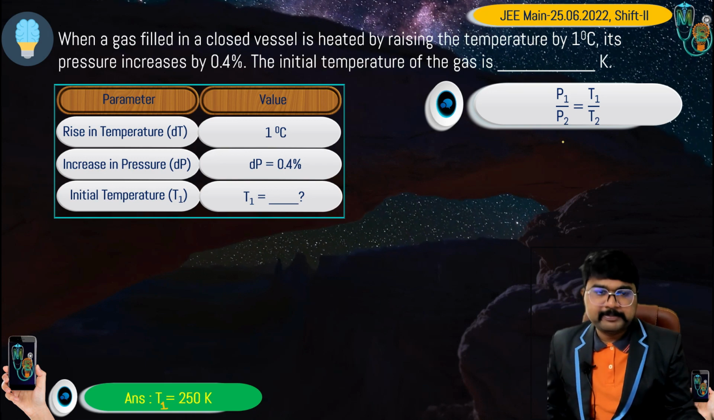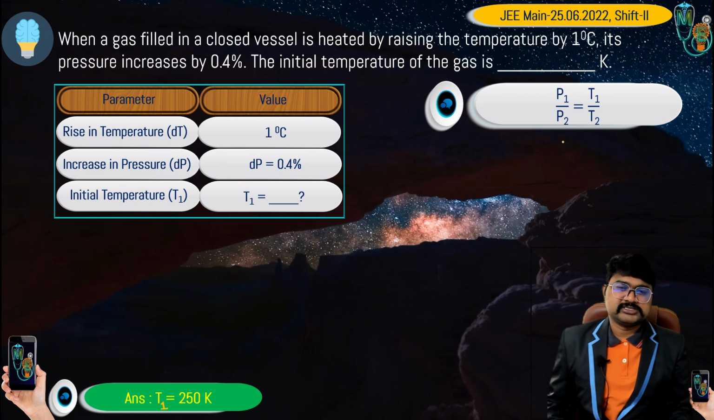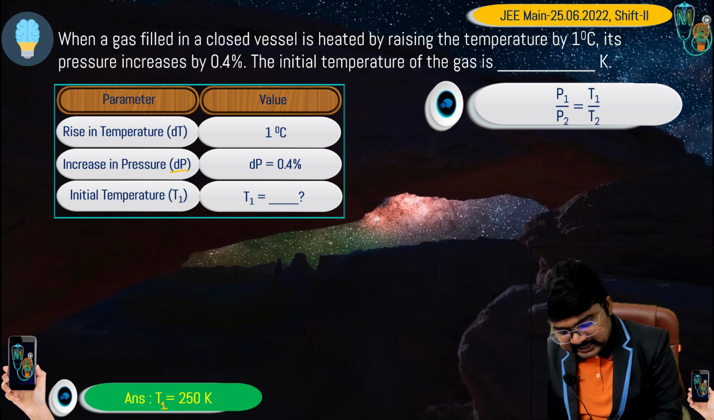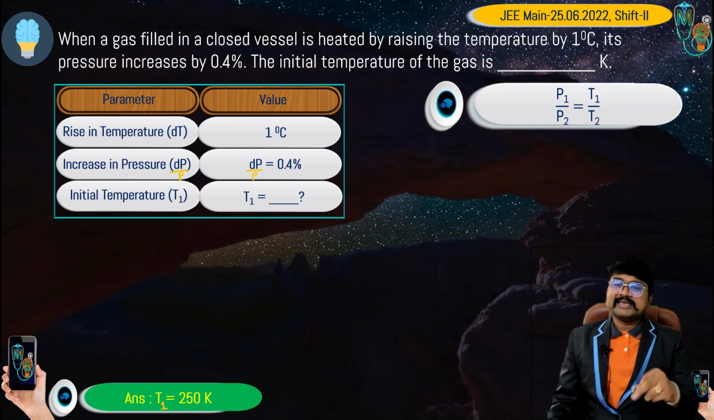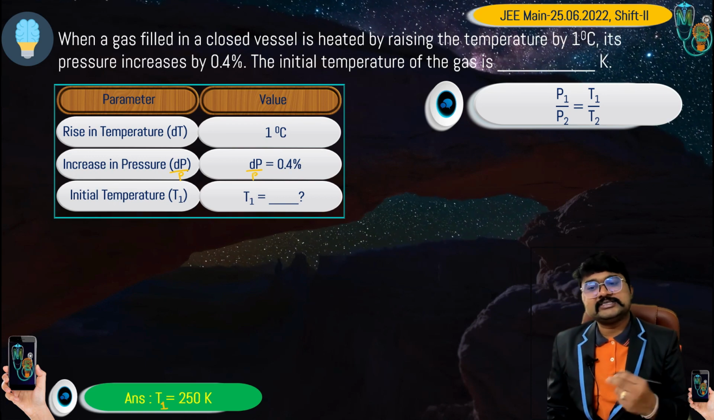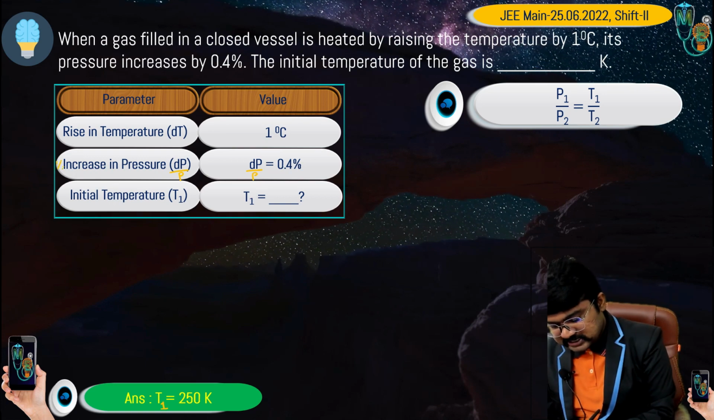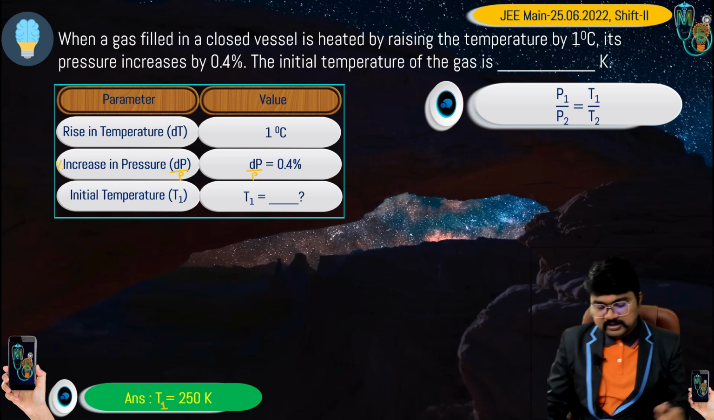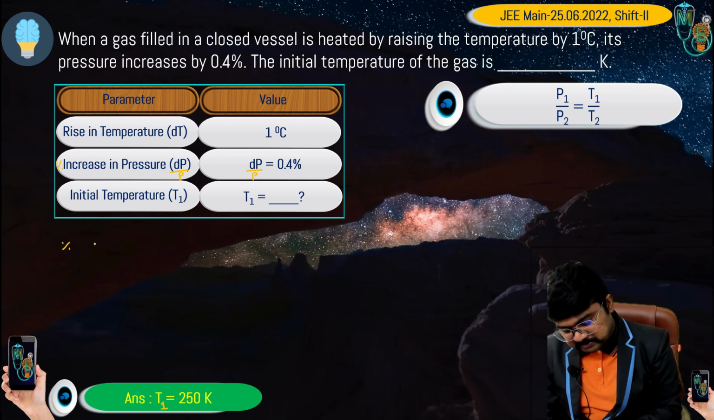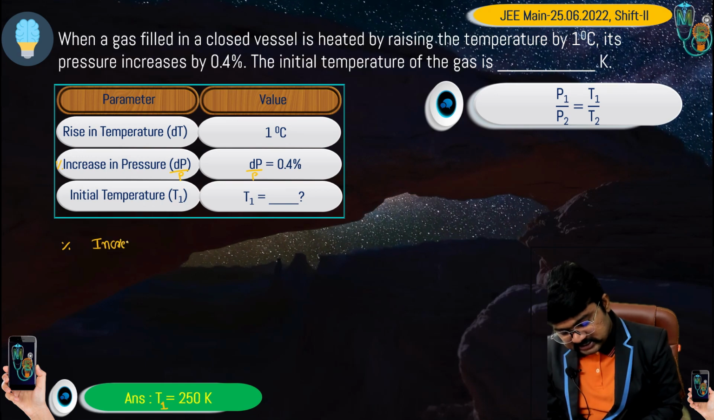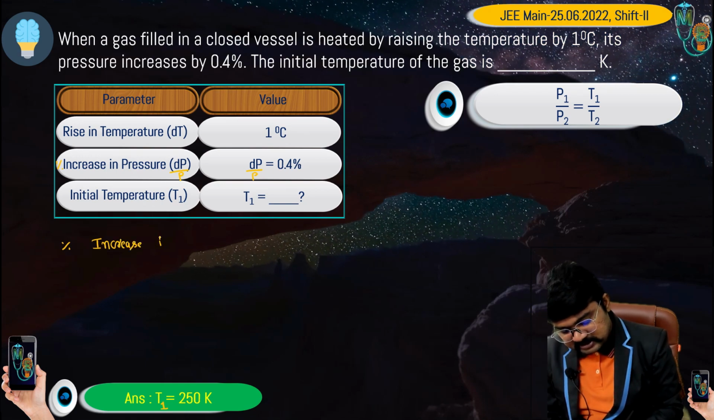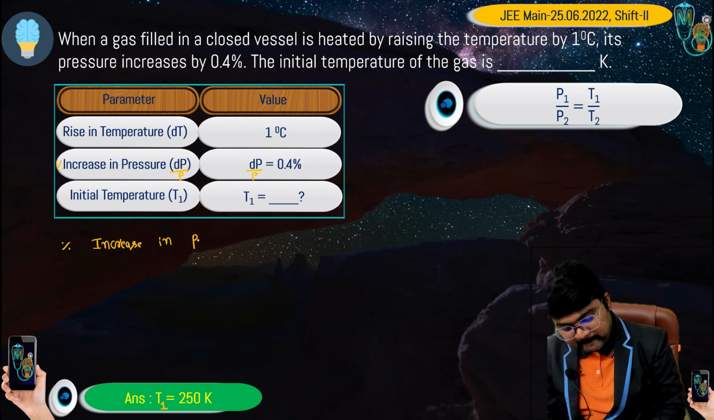So what we did here: P2 by P1 is very simple. You need to understand one thing. Percentage increase is dP by P. Rise in temperature gives a percentage increase in pressure. So you need to understand this: percentage increase in pressure.